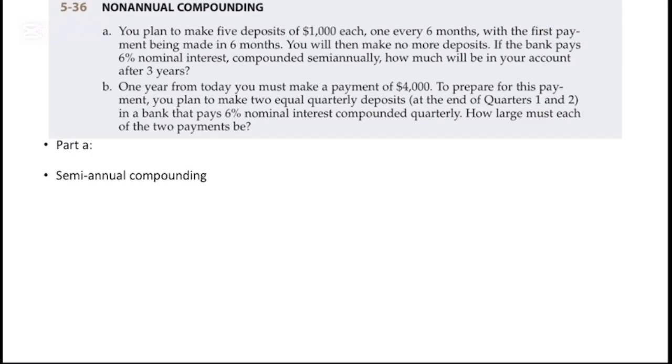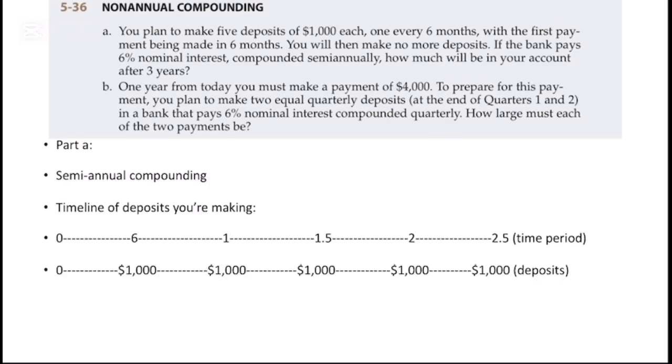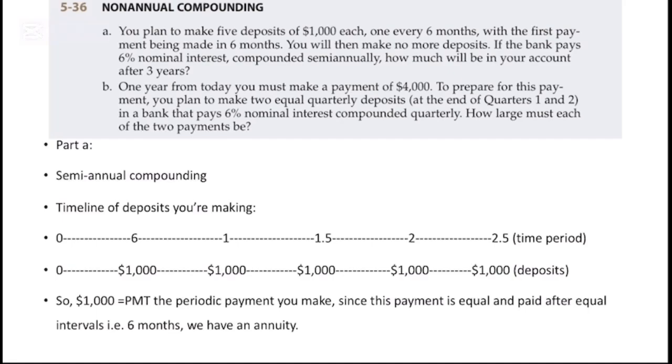So for part A, it's semi-annual compounding, since the question mentions it, and the timeline of deposits that you're making is as follows. I've observed that when you make a timeline of your deposits, the question becomes much easier. So we'll divide our time period into 6 months. The first 6 months, and then another 6 months, and then another 6 months. And these are the deposits that we're making. This is an annuity, since we're making equal deposits.